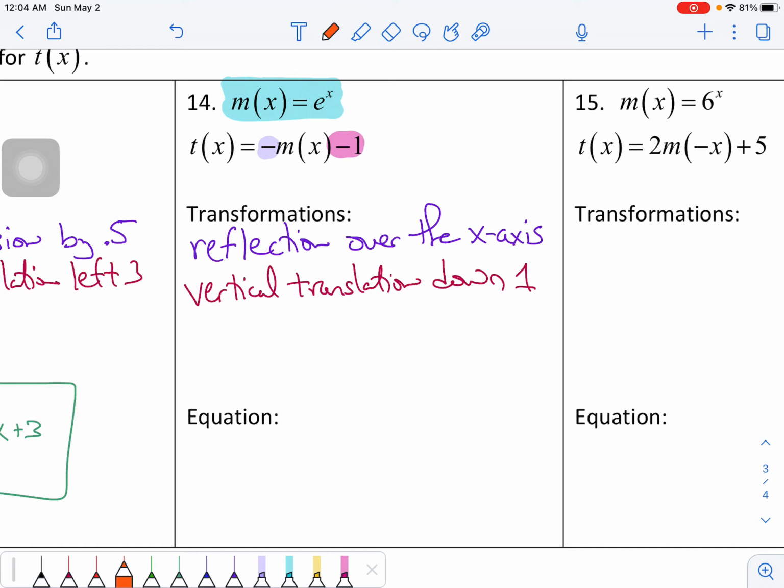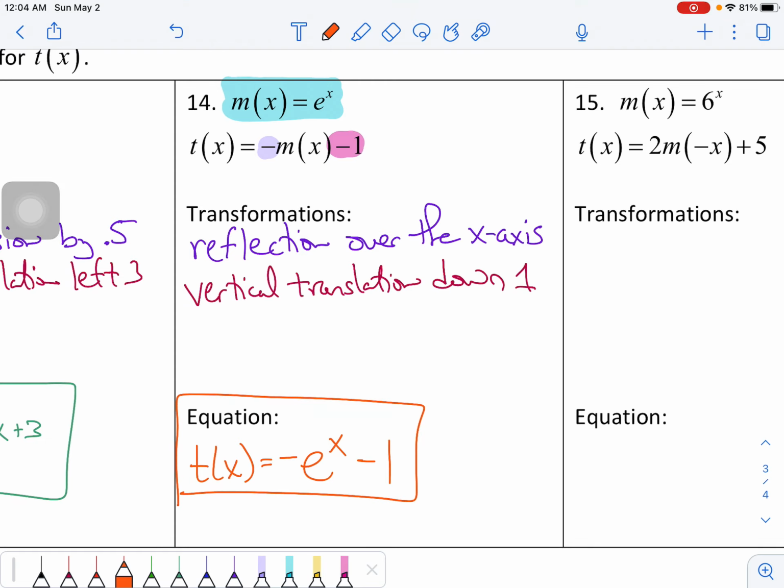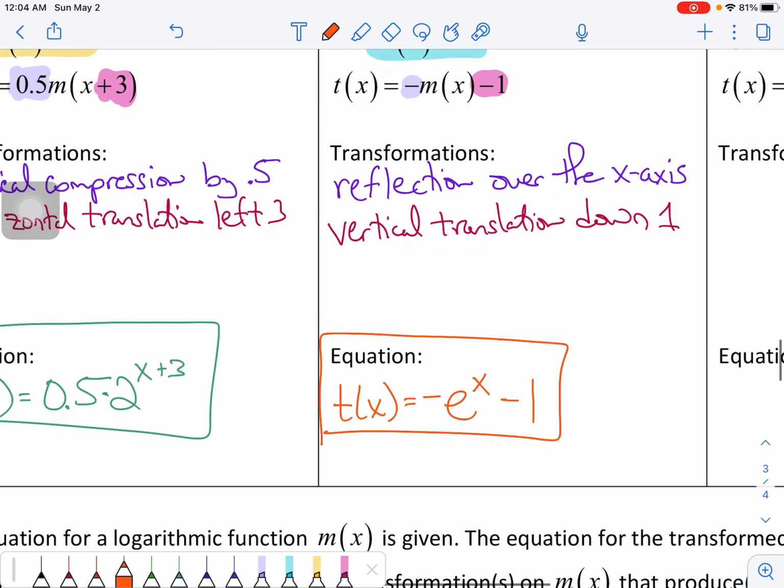Now, what is the equation going to look like? Well, we're going to do t of x is equal to, we've got the negative. Now, m of x we're going to replace with e to the x. So e to the x. And then outside of that function, we're going to do a -1. And one thing you want to be careful about is, you'll notice, if you want the plus 3 in the exponent, make it really obvious. In this case, the -1 is outside of that exponent and it's just being subtracted from the function, so again, make it obvious what's the exponent versus what isn't.